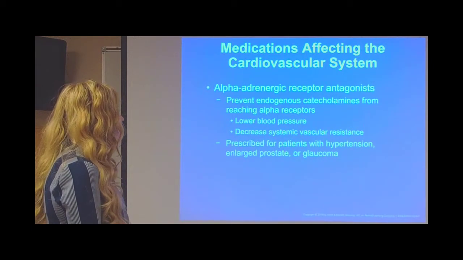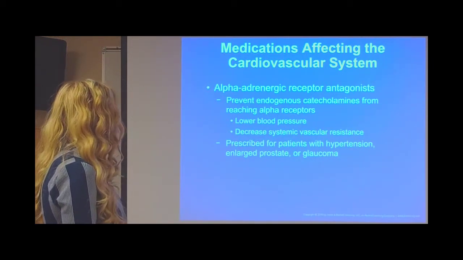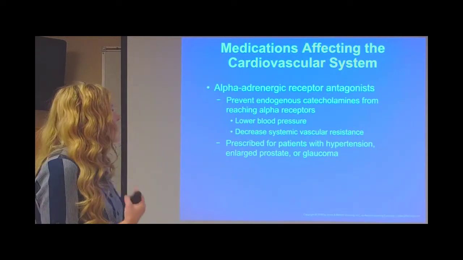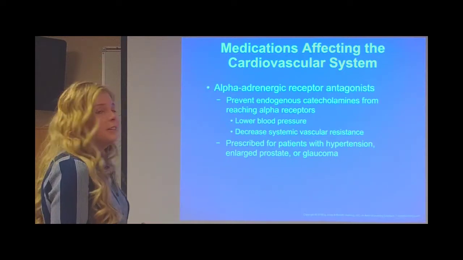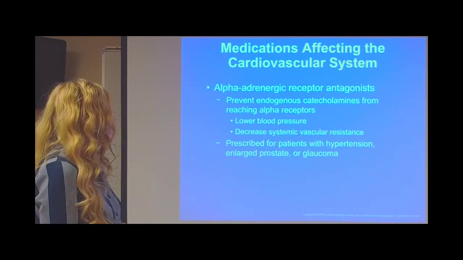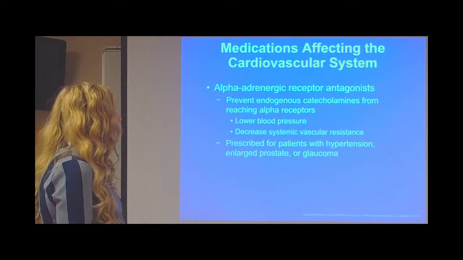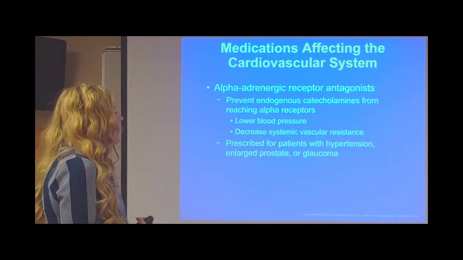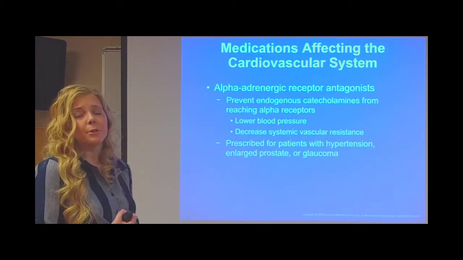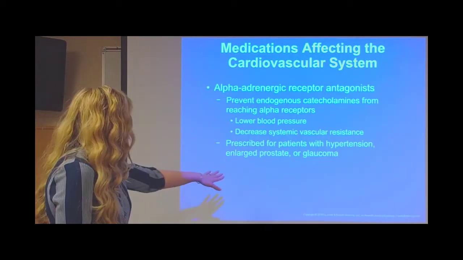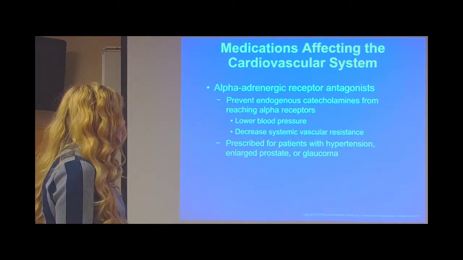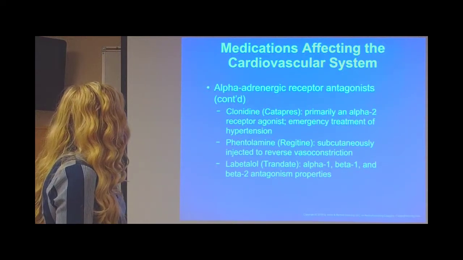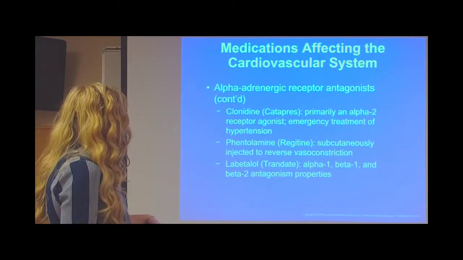Then we have our alpha receptor antagonists, which prevent the endogenous catecholamines from reaching those alpha receptors. So they're going to decrease blood pressure and decrease that systemic vascular resistance. These are beneficial in patients with hypertension, enlarged prostate, or glaucoma. So here I think about doxazosin, prazosin, tamsulosin, which is typically used for prostate, because like I said earlier, it's just effective on the alpha-1A receptor. And then this slide is just that continued.